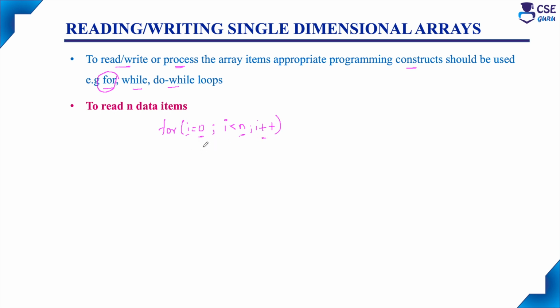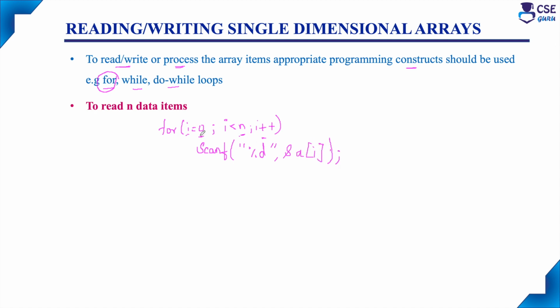Along with the for loop, we have to use the scanf statement to accept the input. Scanf with %d if it is integer data, and if it is floating point data, we have to use %f. Likewise, according to the data type we have to use the format specifier. So here, %d, ampersand a of i.